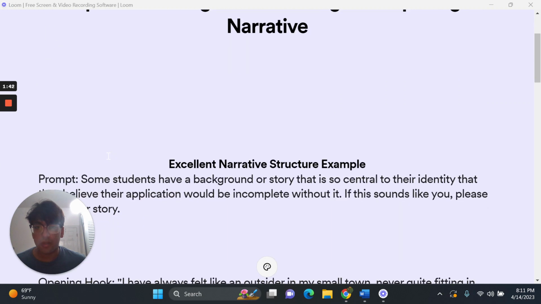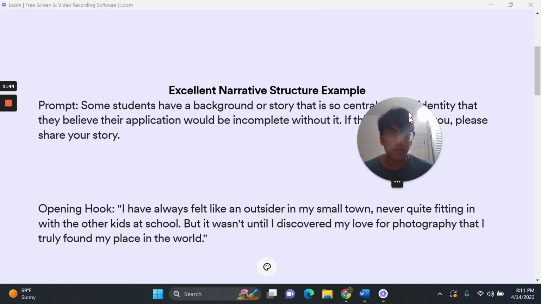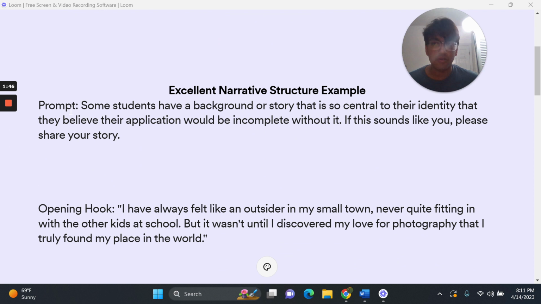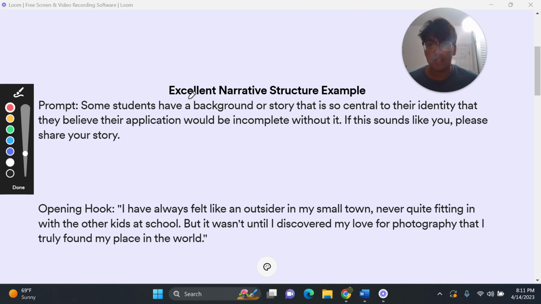So I'm going to be starting out with one excellent example and one average example of a structure for an essay. We'll start out with this excellent narrative structure example, and this is the prompt. Some students have a background or story that is so central to their identity that they believe their application would be incomplete without it. If this sounds like you, please share your story.